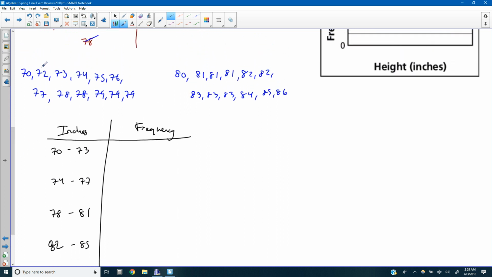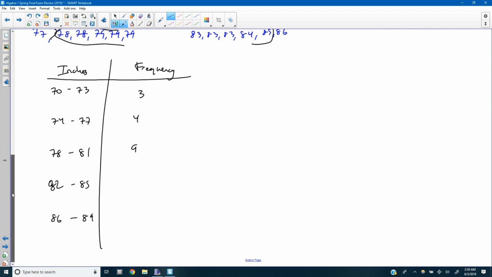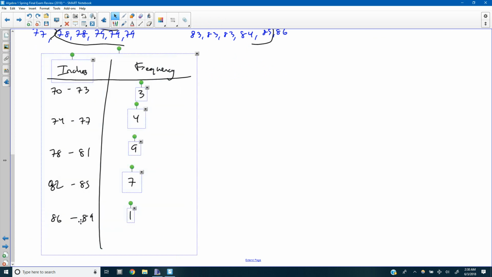So 70 to 73, I got 3 people there. 74 to 77, I have 4 people. So see how fast that goes now? 78 to 81, there's a lot of people. Boom. So 9. 82 to 85, got 7 people there. And then 86, I have 1 person. So I can build the frequency table, or I can build my histogram based on this frequency table here.